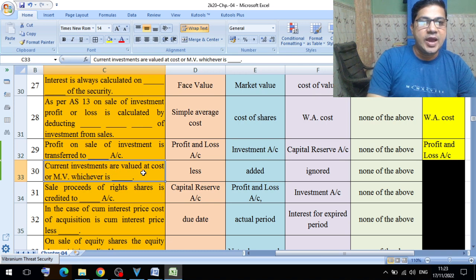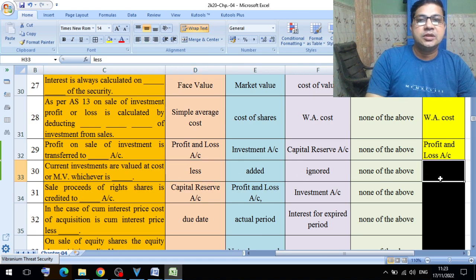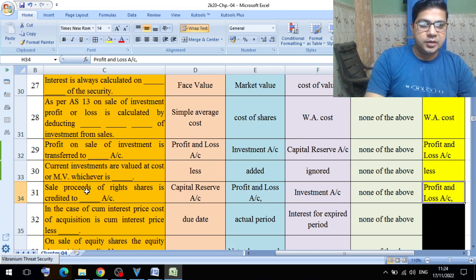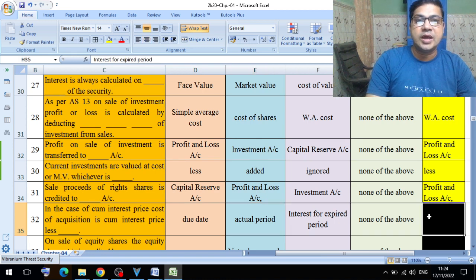Current investments are valued at cost or market value, whichever is dash, whichever is less. Next, sales proceeds of the right shares is credited to dash. Capital reserve account, profit and loss account, investment account, none of the above. The best option is profit and loss account. In case of cum interest price, cost of acquisition is cum interest price less dash. Due date, actual period, interest for expired period, or none of the above. The answer is interest for expired period.